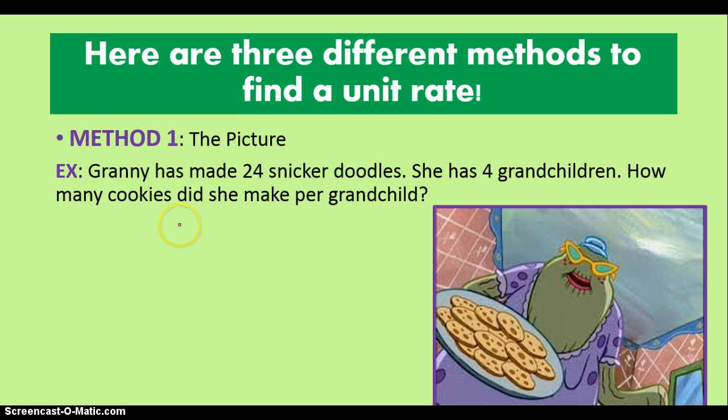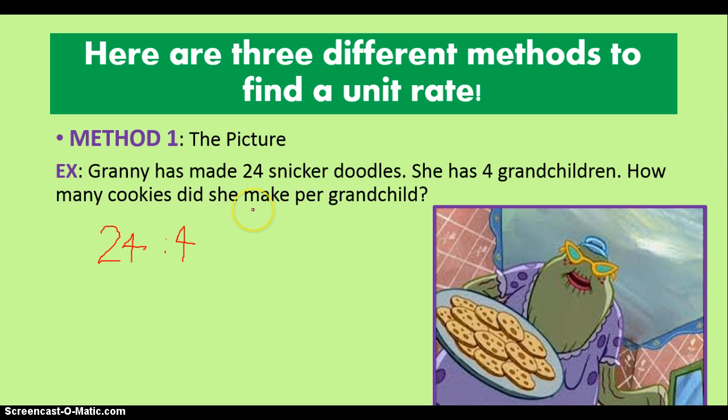Okay, here's the pen. Granny has 24 snickerdoodles and 4 grandchildren. Those are our 2 numbers, and that is our ratio that we're working with. So, we're trying to figure out now a unit rate given this ratio. That's one of our objectives. So how many cookies did she make per grandchild?